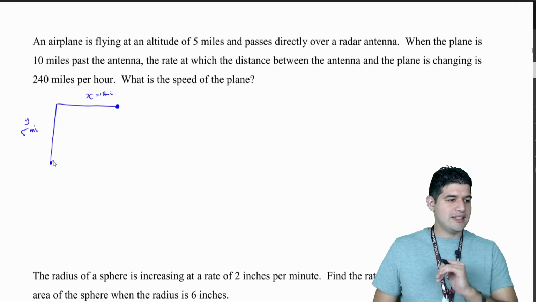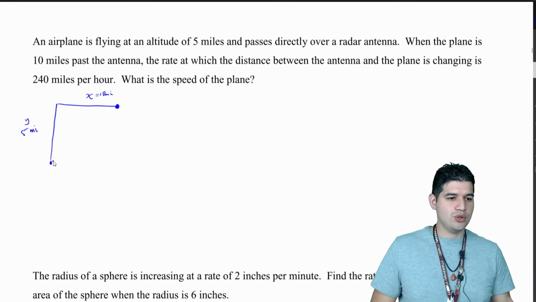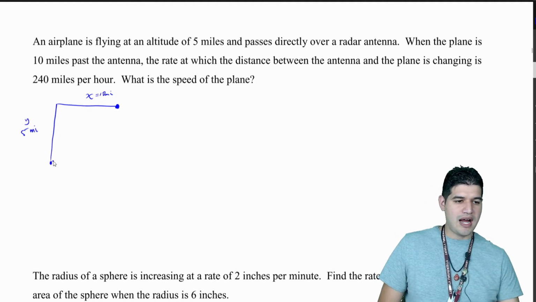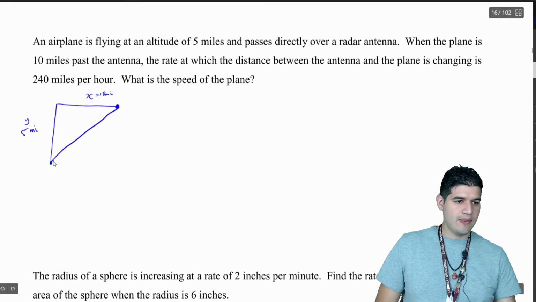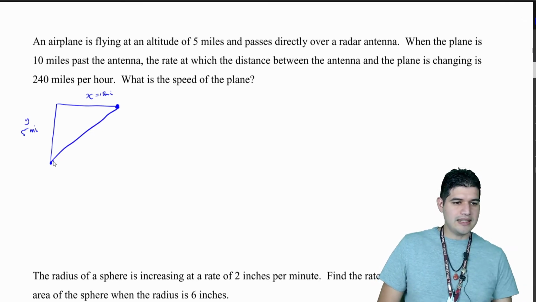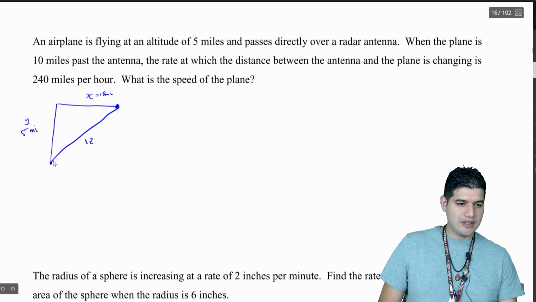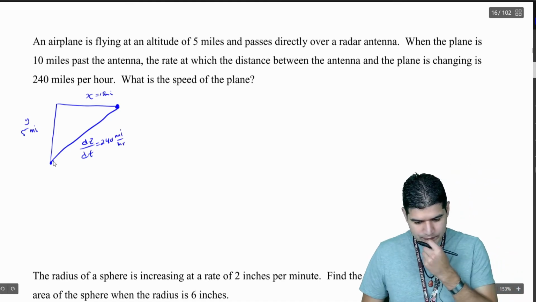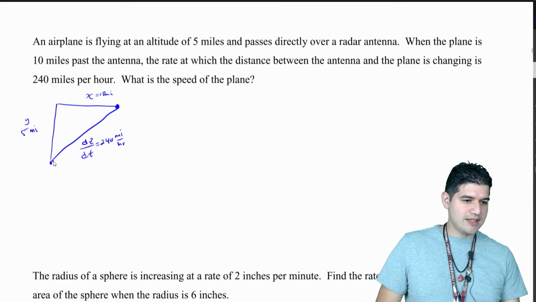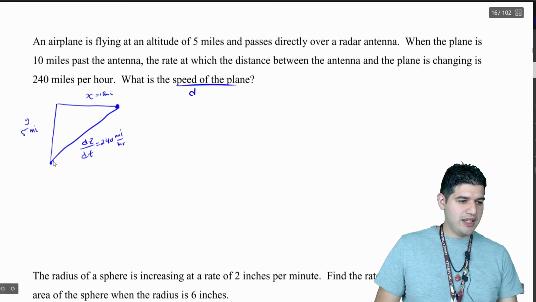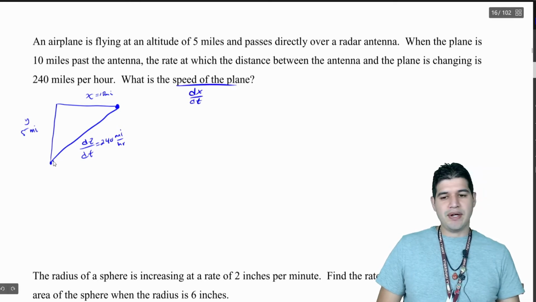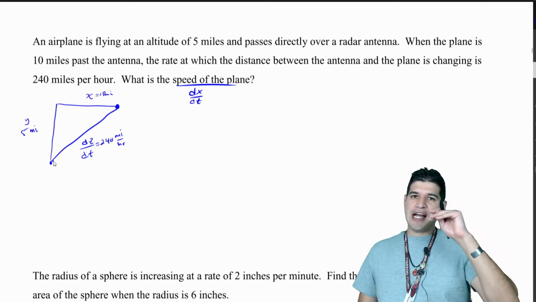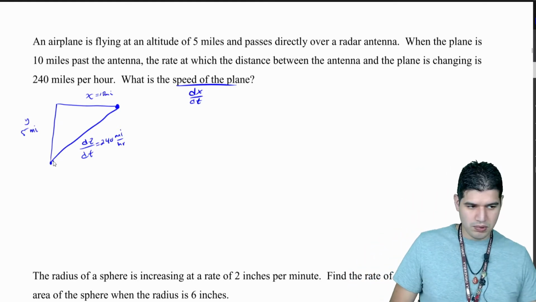The rate at which the distance between the antenna and the plane is changing is 240 miles per hour. So between the radar and the plane, z, or dz/dt, is going to be 240 miles per hour. And we want to know the speed of the plane. That's going to be dx/dt, the horizontal distance. What is the speed of the plane, dx/dt?